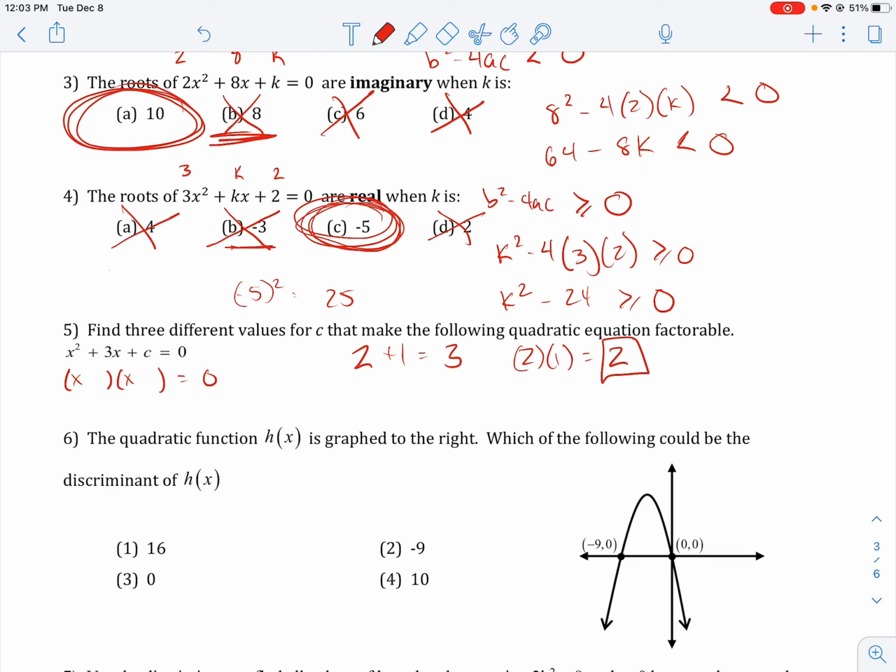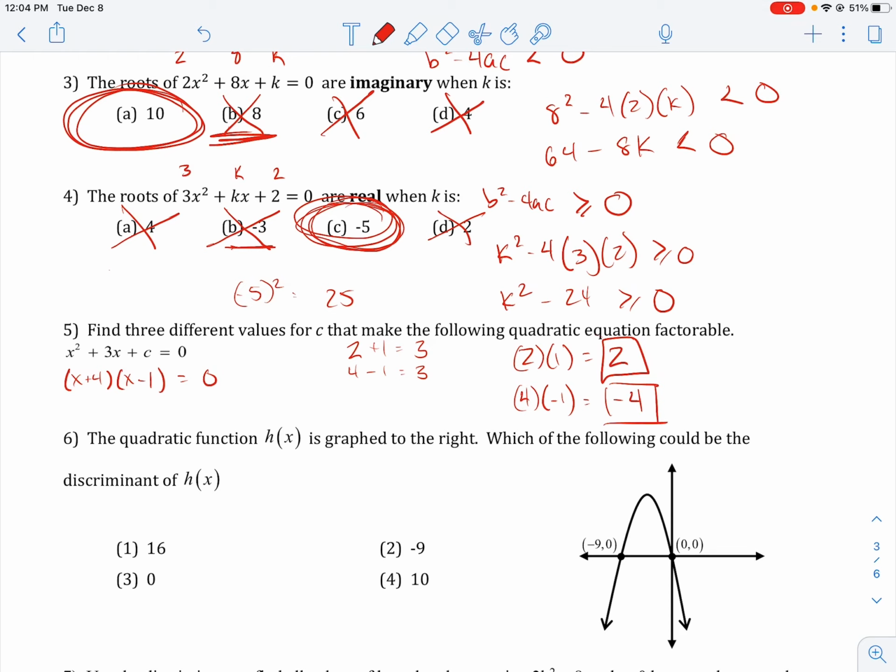Now, all I'm trying to do is get a positive 3 in there. So I'm going to go with plus 4 and a negative 1. Okay, so 4 plus, or minus 1, I'm sorry, is equal to 3. And then 4 times a negative 1, well, that's negative 4. So negative 4 would be another option.